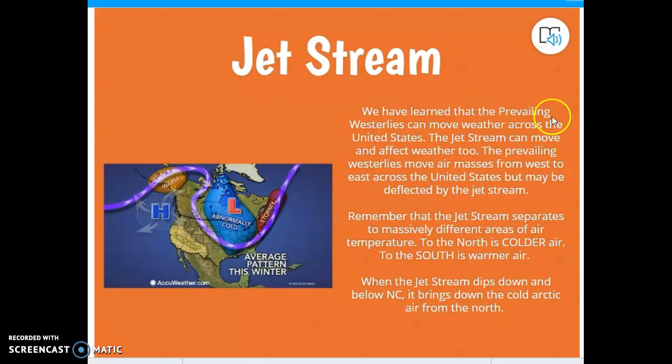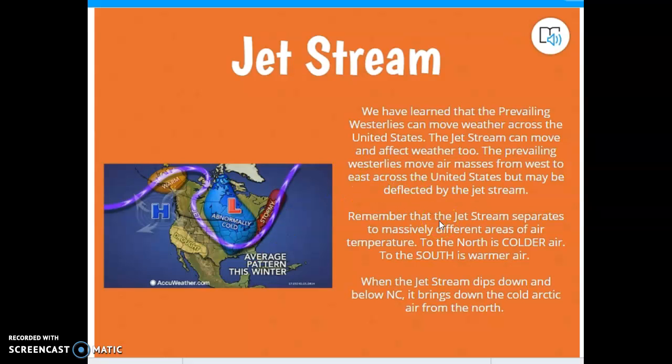Again, the prevailing westerlies generally are pulling weather across the United States. However, the jet stream can move and affect that as well. The prevailing westerlies move weather, but if it hits anything right here, it's not just going to go straight through it. The jet stream is going to deflect it and move it down. We also have to remember, and I've said this more than once, so if I'm saying this over and over again, these are the kind of things that pop up on those test questions that we have.